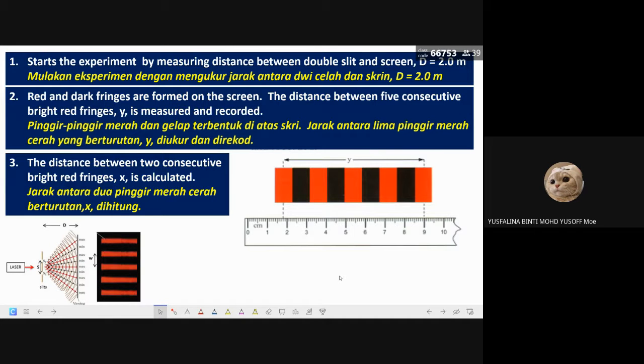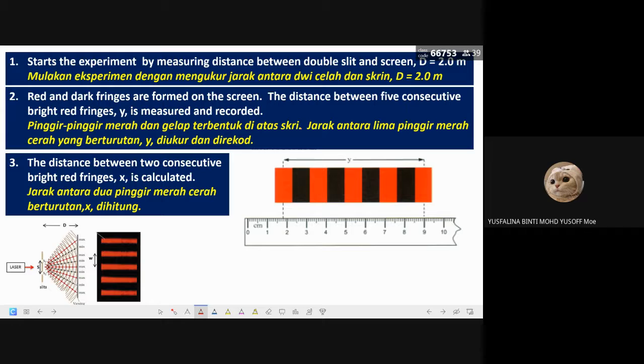At first you have to measure the distance between the screen and the double slit that you use. Let's say it's 2.0. When you start the experiment, when you point the laser through the double slit, you can see there are red and dark fringes on the screen, the bright and also the dark ones. Then you have to measure the distance between 5 consecutive bright red fringes and record it.